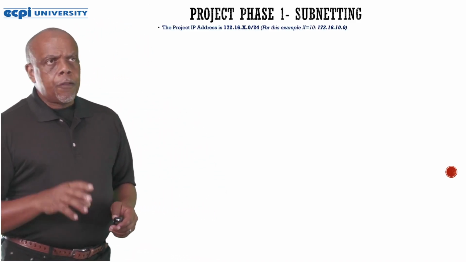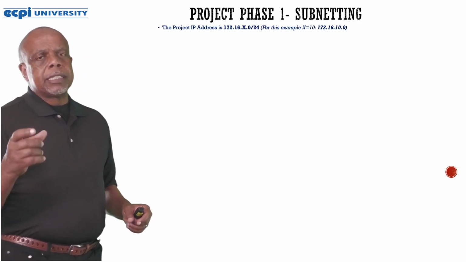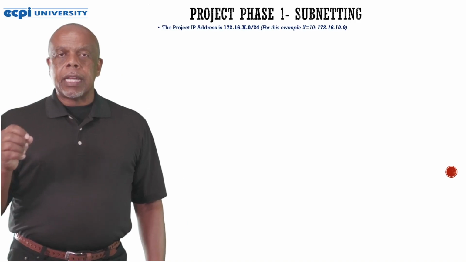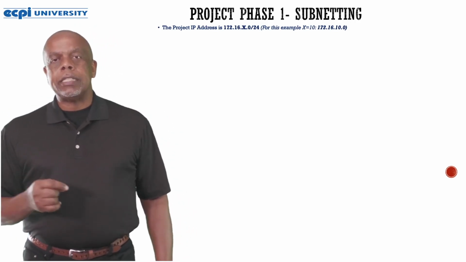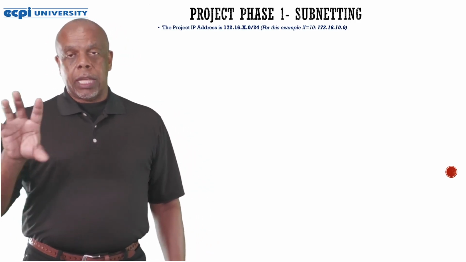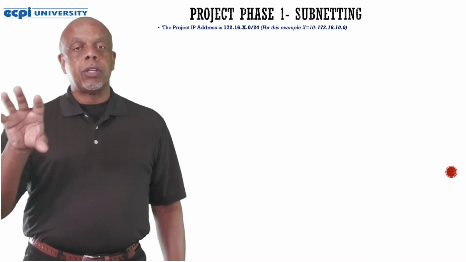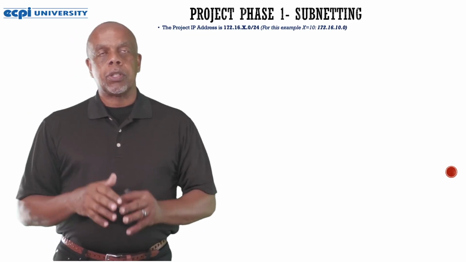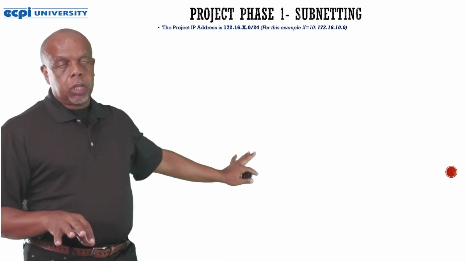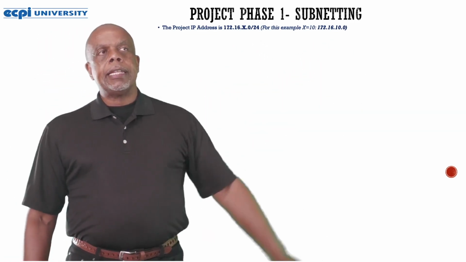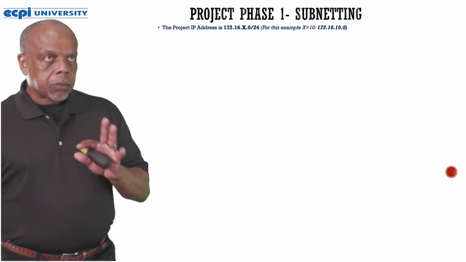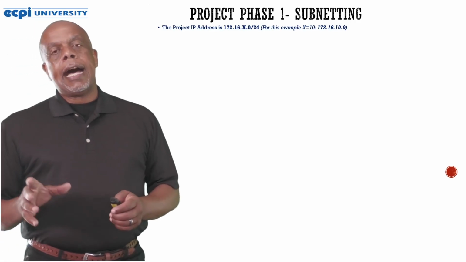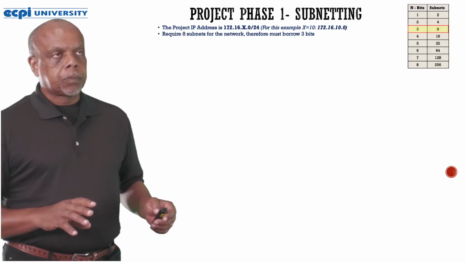So, for this project, we've been assigned an IP address of 172.16.x.0 with a CIDR of 24. That X is the number that you've been assigned. Hopefully everybody knows your number is on the announcements. I've assigned a number for everybody. For this tutorial, I'm using the number 10 for my third octet, so I'm using 172.16.10.0.